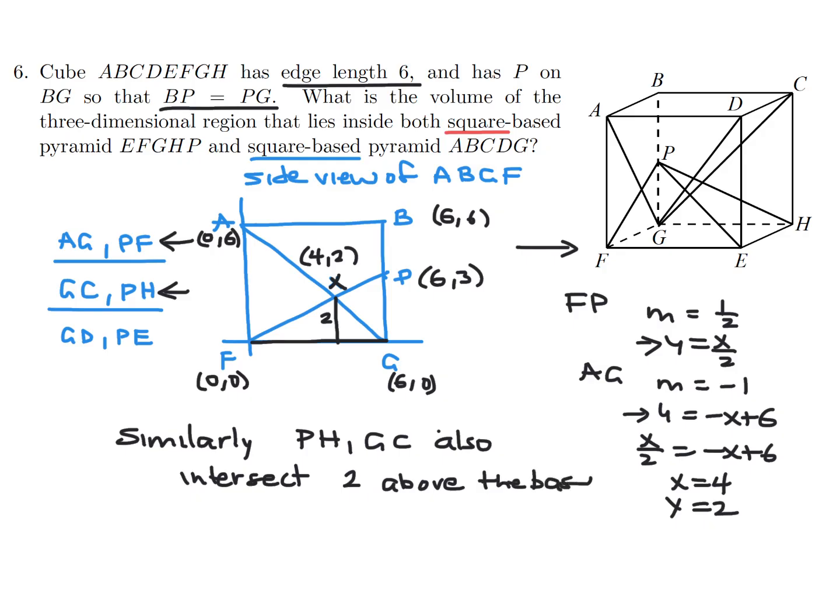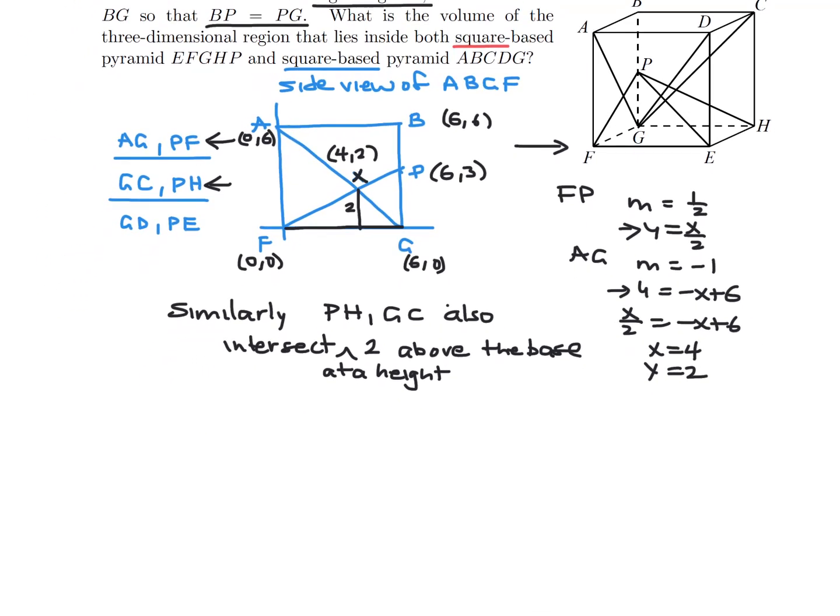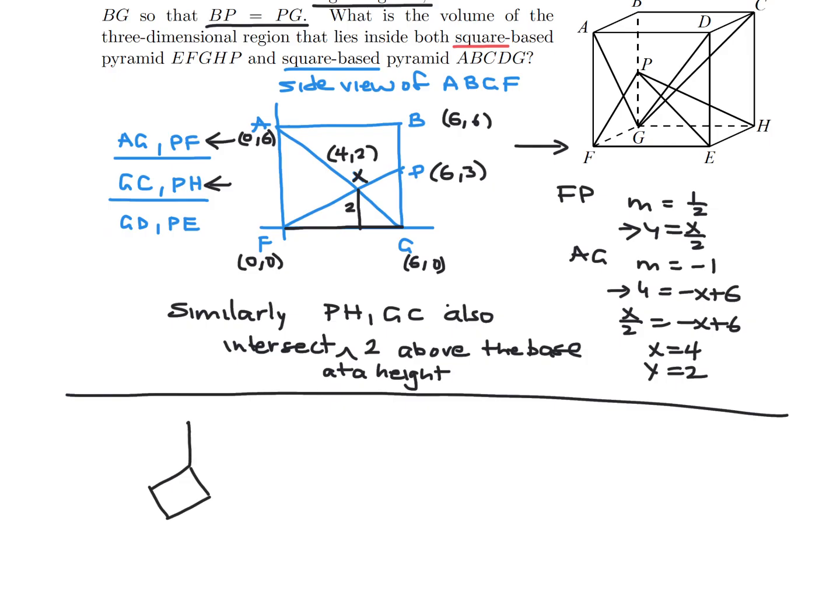Intersect at a height... I should have squeezed that in there. Yeah, intersect at a height 2 above the base. And what that allows us to do is get an idea of how this shape is going to look now. This shape, the region, is basically a square base, and you're going to have sort of a pyramid like that. That's the top pyramid, and then there's going to be a similar pyramid that goes downward.